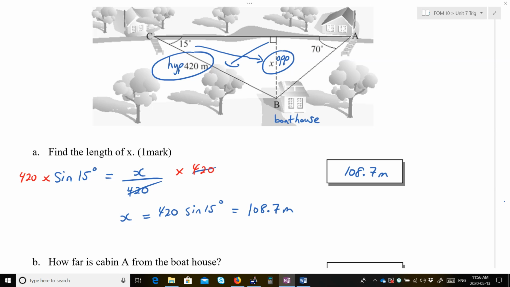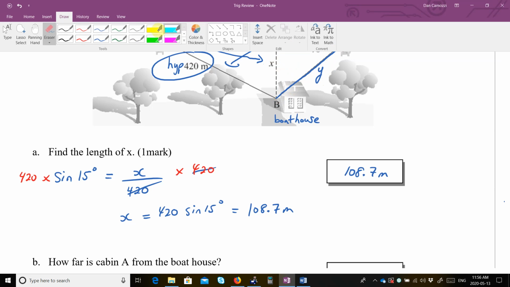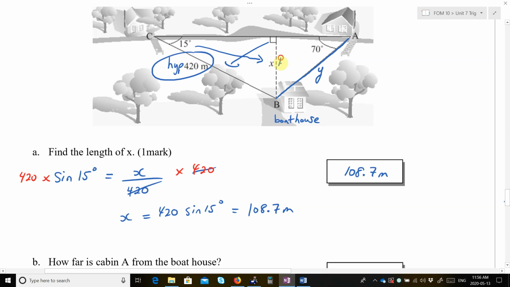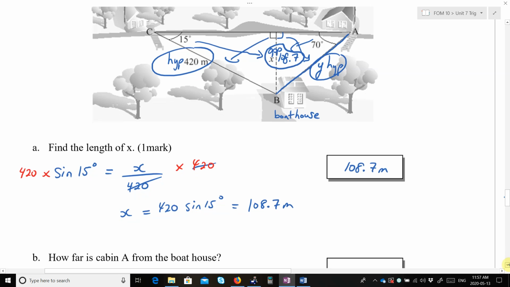Okay, and then part B wants to know how far is cabin A from the boathouse. So they want us to figure out this length here, y. How far is cabin A from the boathouse? Okay, we now know that this side is 108.7. We've got that 70-degree angle. So again, this is the opposite side. And across from the 90 is the hypotenuse. Okay, so we're going to use opposite and hypotenuse again.